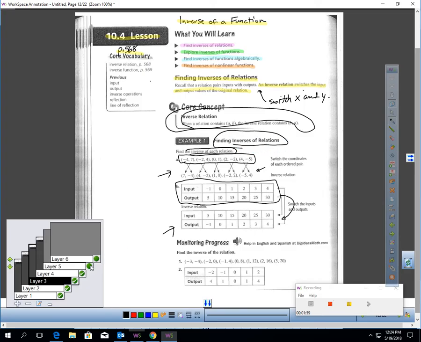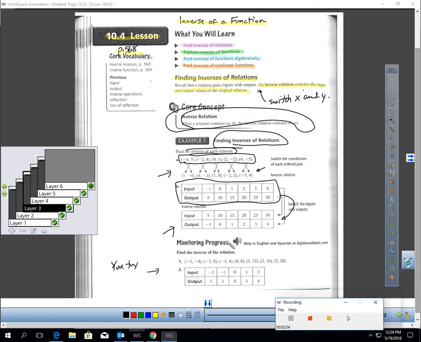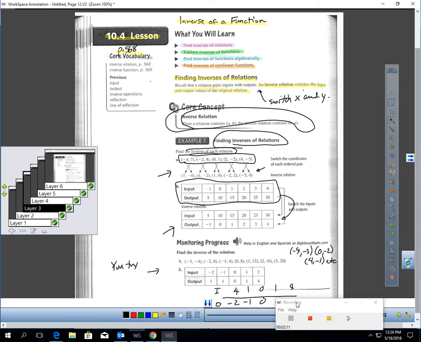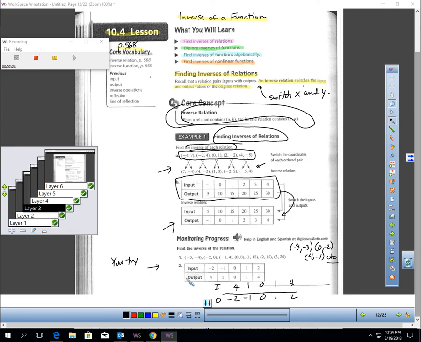Real simple to do. What I'd like you to do is pause the video and try 1 and 2. I want you to find the inverses of these relations. And you're back. I didn't write out all of number 1. I think you get the idea. To find the inverse of this, you just rewrite it as (-4, -3), (0, -2), (4, -1), etc. And then for the table, if I just take the outputs and write them as inputs, and I take the inputs and write them as outputs, I just created an inverse relation. So there's my table.